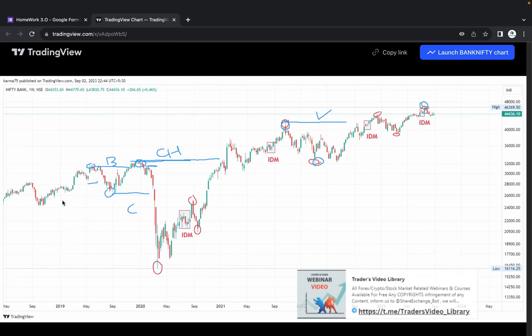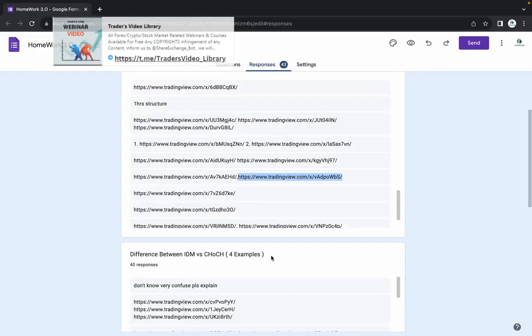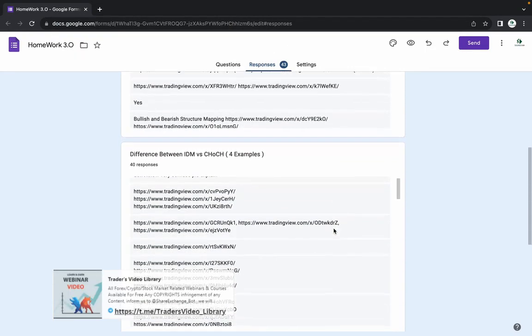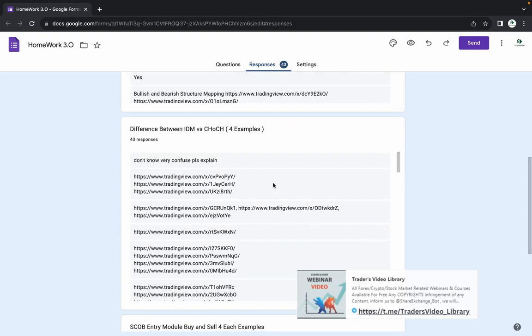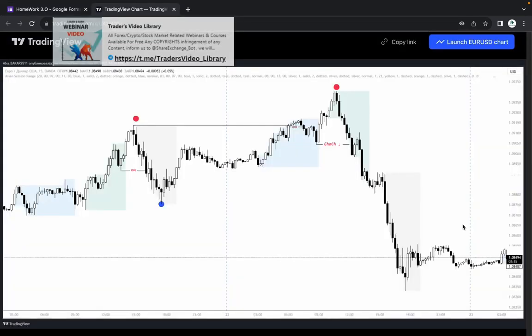So this entire move something like this. Okay, so this move happens like this. Okay, now let's move on to the next one. So, the difference between inducement and CHoCH. Okay, let's see, because structure is almost clear for everyone.